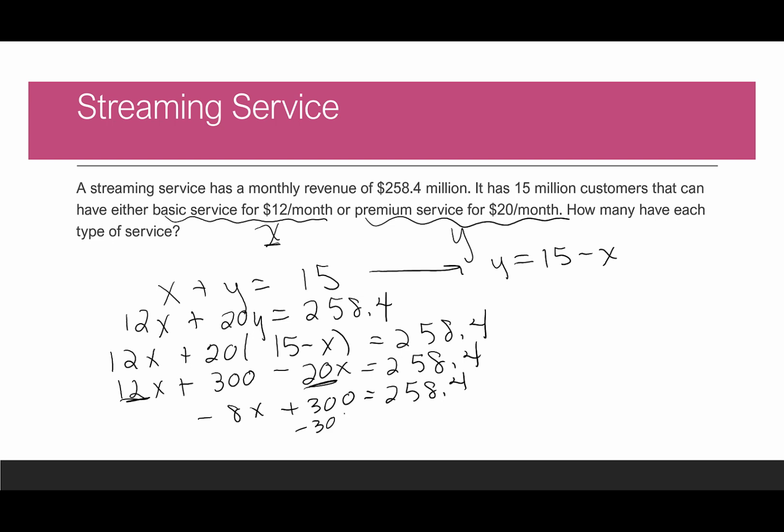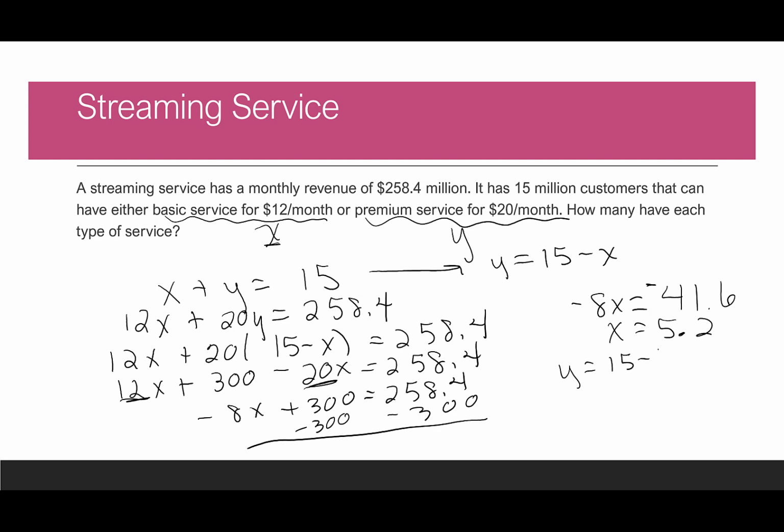and then I subtract 300. So that says negative 8x is equal to negative 41.6, which says x is equal to 5.2. So I have 5.2 million customers that have the basic service. And then for y, remember y is 15 minus x, so 15 minus 5.2, which is 9.8. So this says I have 5.2 million with my basic service, and then 9.8 with the premium.